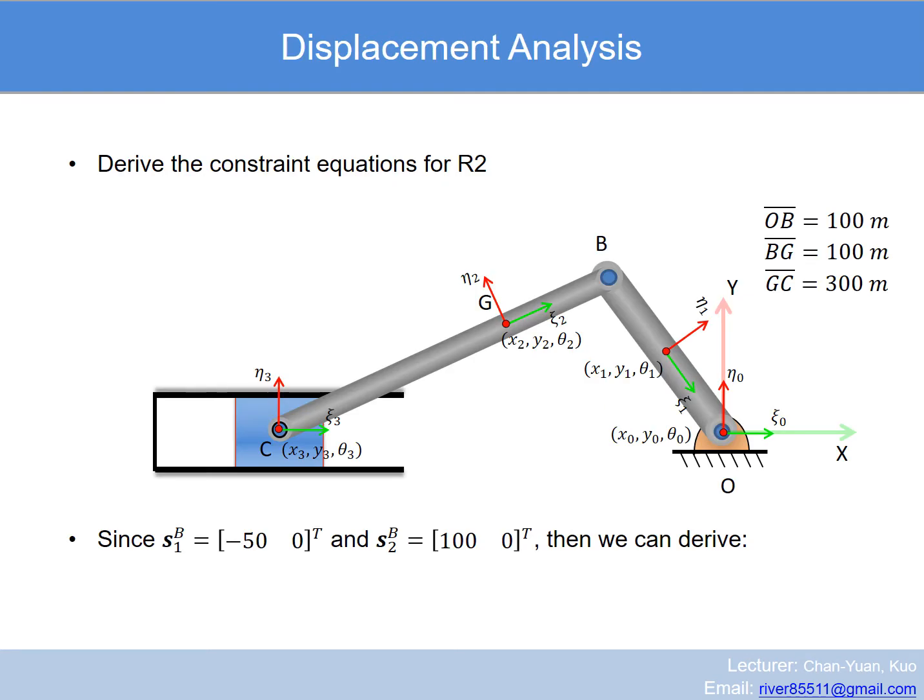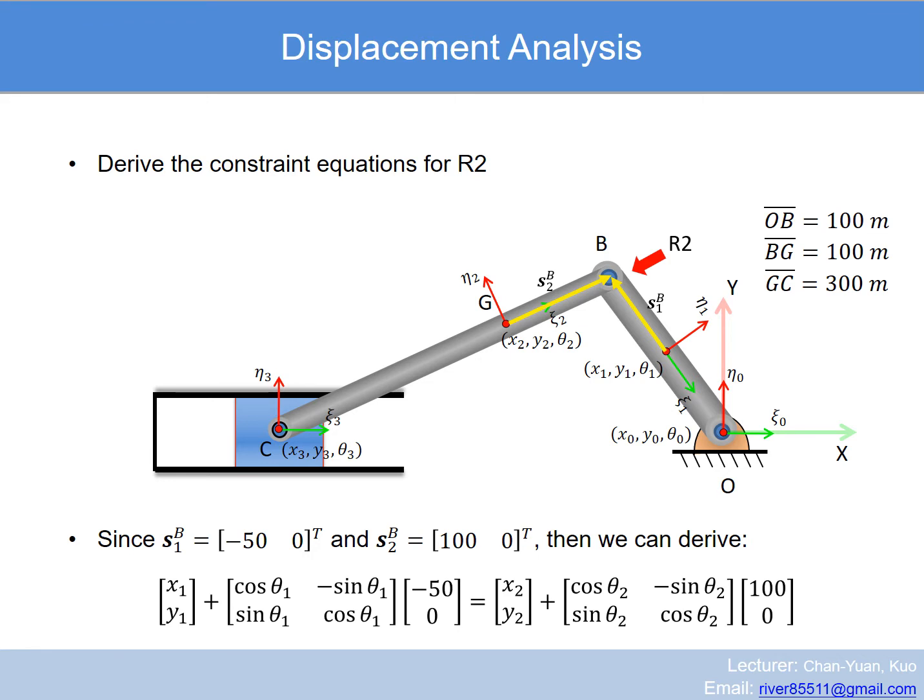First, let's focus on R2, the revolute joint between rigid body 1 and rigid body 2. Since point B is a point on both rigid body 1 and rigid body 2, we can define two local vectors S1b and S2b in the local coordinates of rigid body 1 and rigid body 2. In this example, they are (-50, 0) and (100, 0), respectively. With these two local vectors, we can express the position of point B using coordinate transformation and end up with the constraint equation shown here. And if we expand them, we will have the constraint equations shown here.